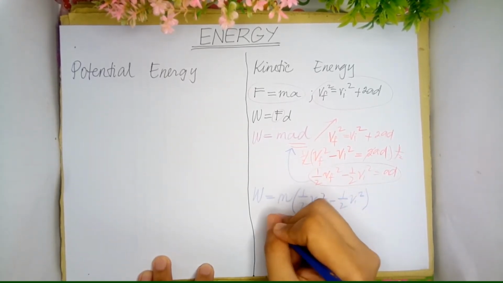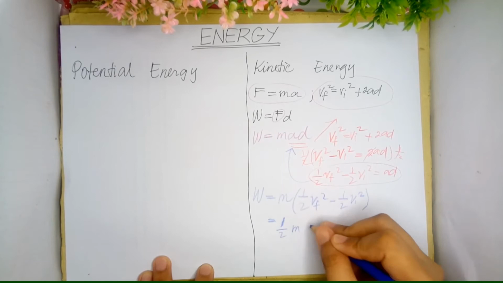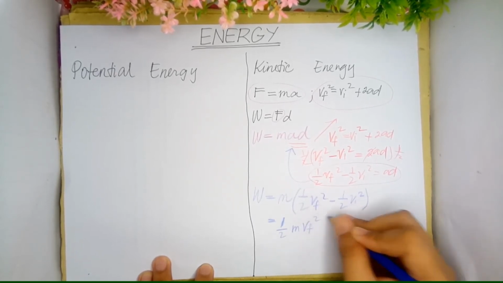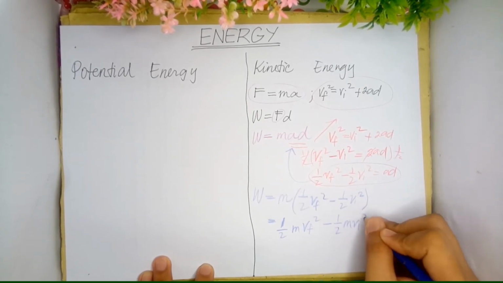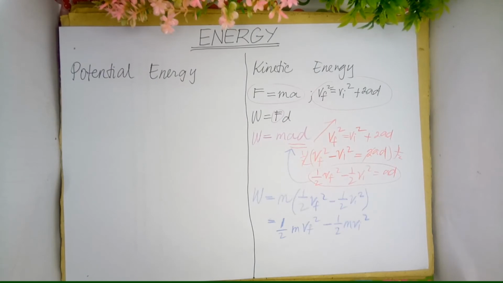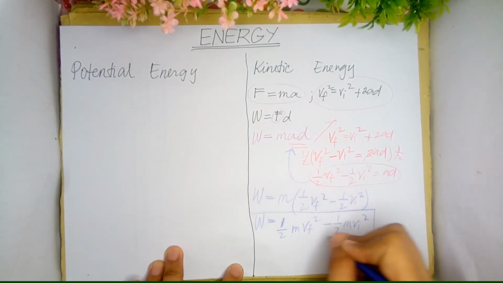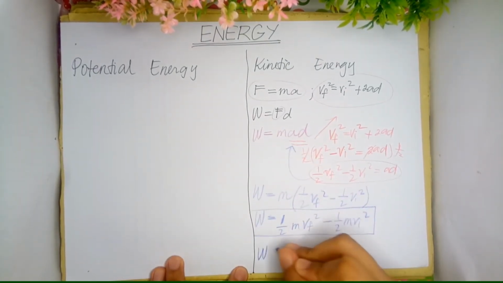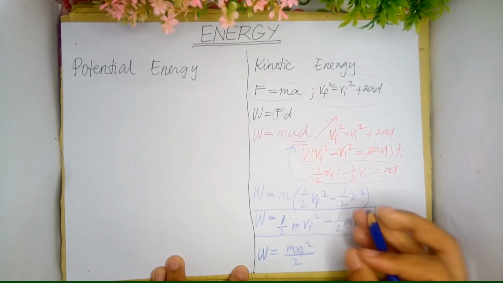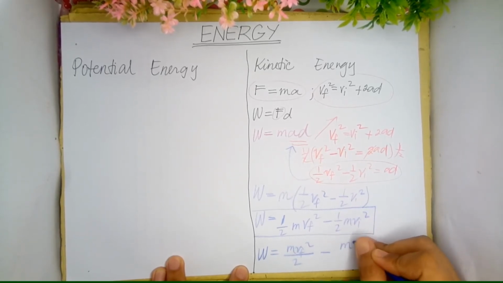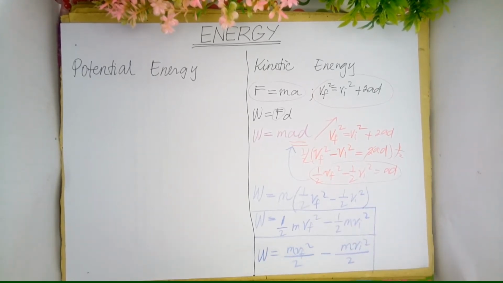Okay, so to simplify, so 1/2 of mass times final velocity squared minus 1/2 of mass times squared of initial velocity. So that is our formula for work. Or pwede pang mas simplified pa. We can also write it as mass times final velocity squared over 2 minus mass times initial velocity squared over 2. So, pareho lang yan.